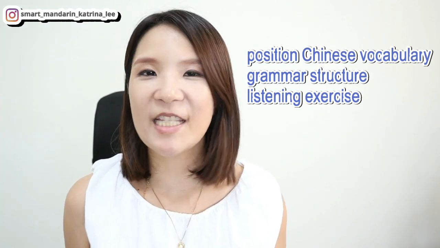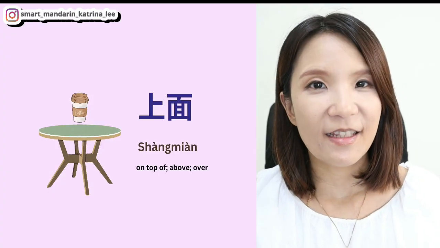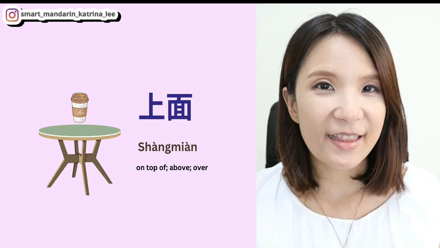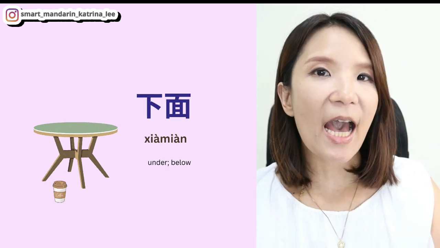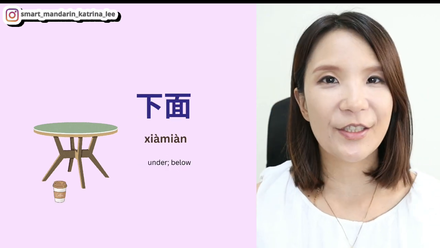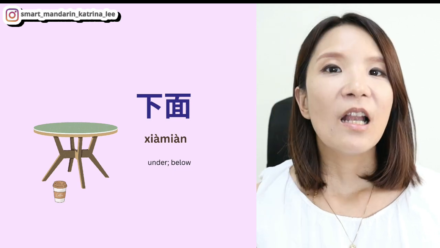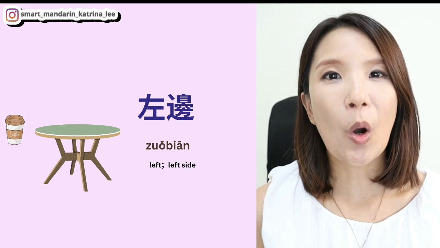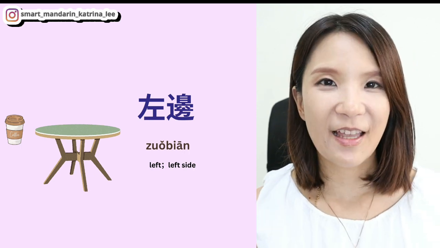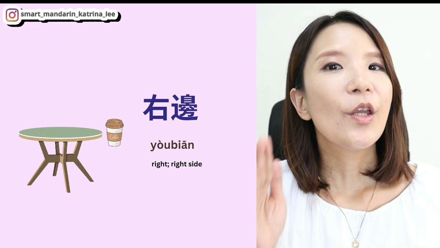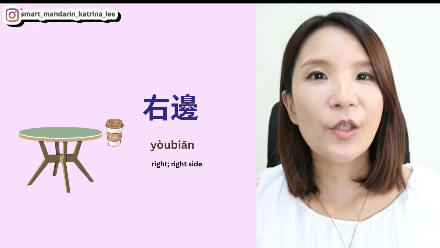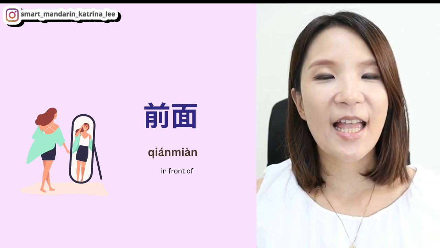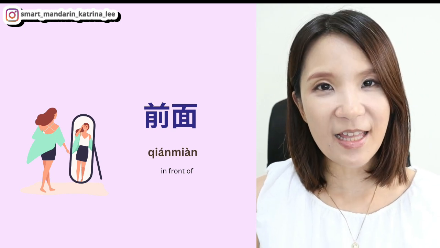So the first word of today is 上面, on top of, on or above. 上面. Next, 下面, below, under. 下面. Left side, 左边. 左边, you can repeat after me. Right side, 右边, 右边. In front of, 前面, 前面.